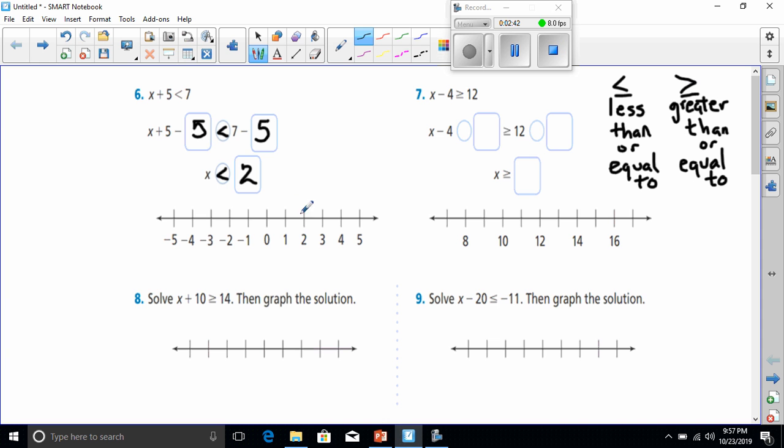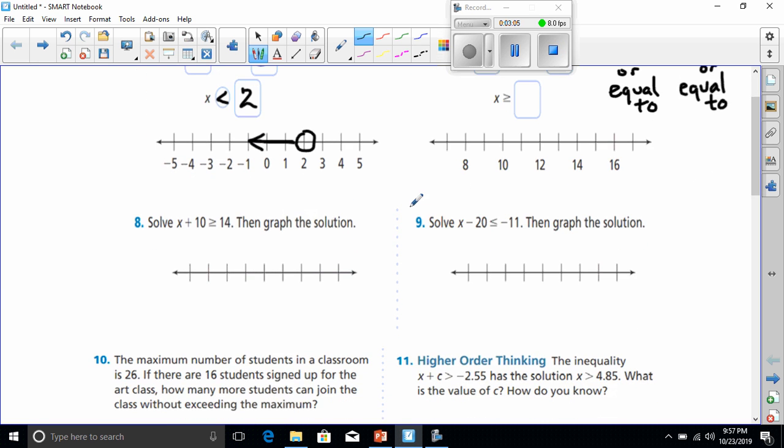And if we were to put this on a number line, we would see that we'd have to go to 2. And we realize that it doesn't say or equal to, it's just less than. So that means I'll make an open circle. And since it's less than 2, I'm going to make my arrow pointing to all the numbers that are less than 2. All right, let's go on to number 8.